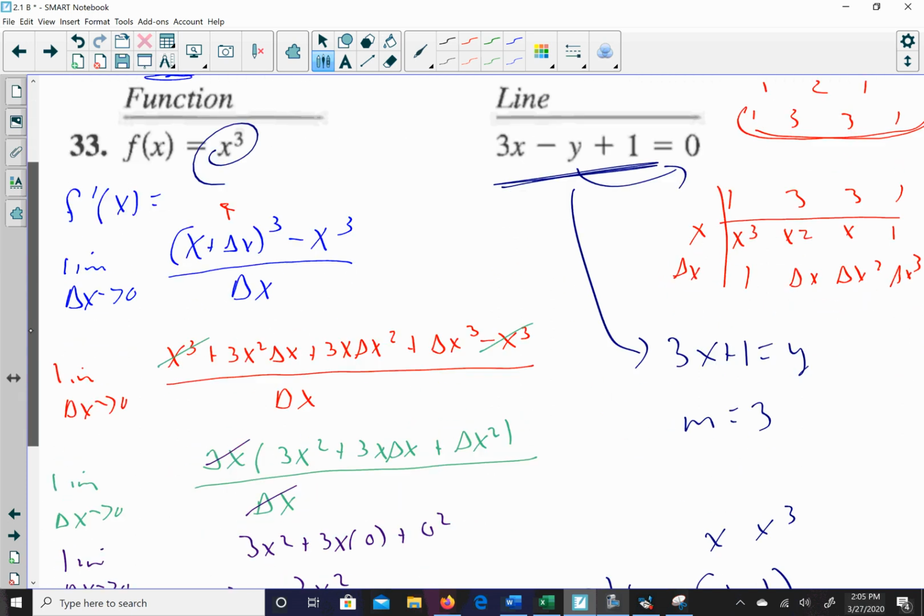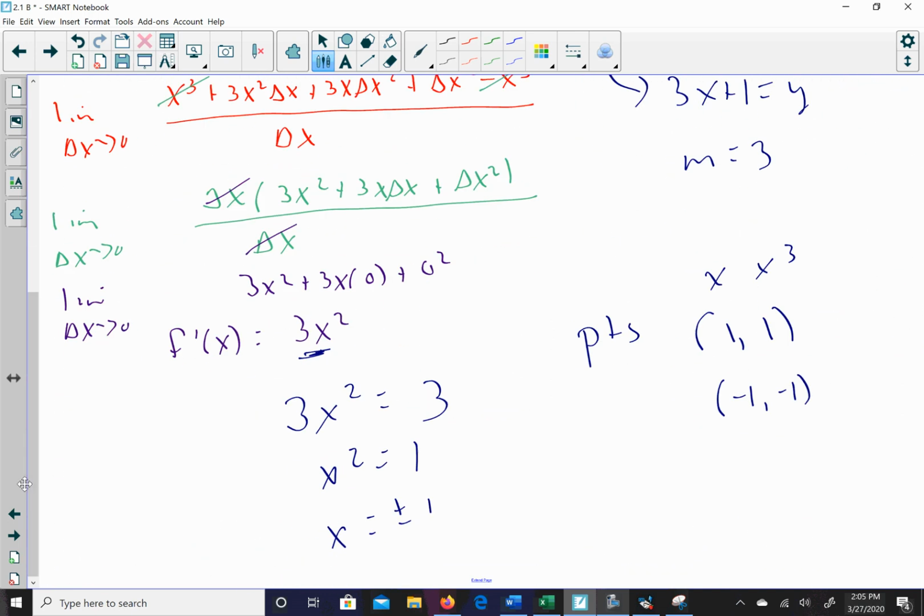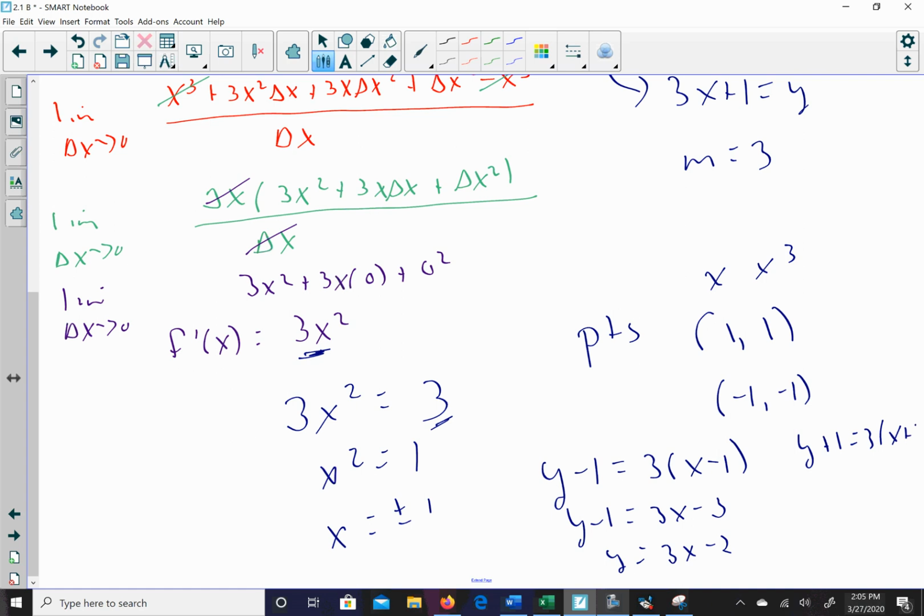And then it says, find the equation of the line that is tangent. So now I have to come up with an equation of that line. So now this is the point that I have, and the slope is 3. So I'm going to say y minus 1 is equal to my slope times x minus 1. So that'll be y minus 1 is equal to 3x minus 3. So one equation is y is equal to 3x minus 2. And then doing negative 1, this will be y plus 1 is equal to 3 times x plus 1.